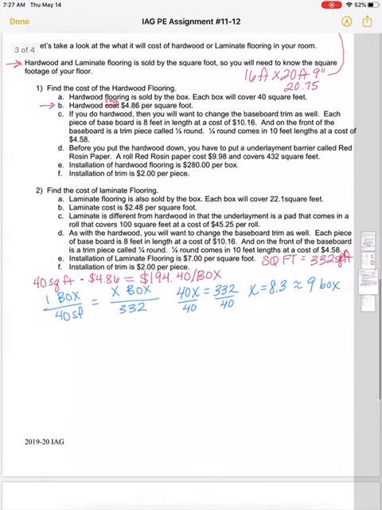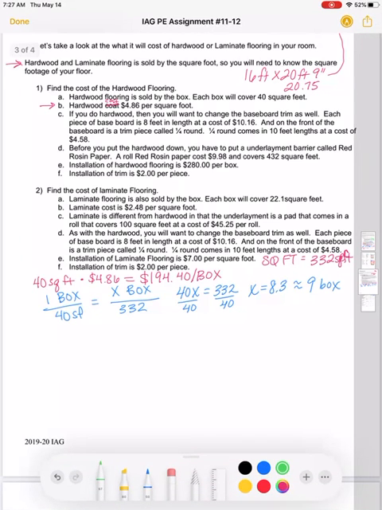Then it says up here in letter D, which I know seems a little bit backwards, but we're going to jump to letter D before we get to letter C.